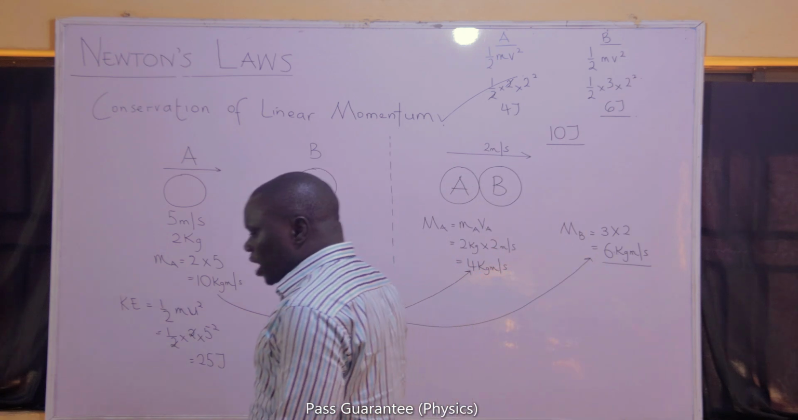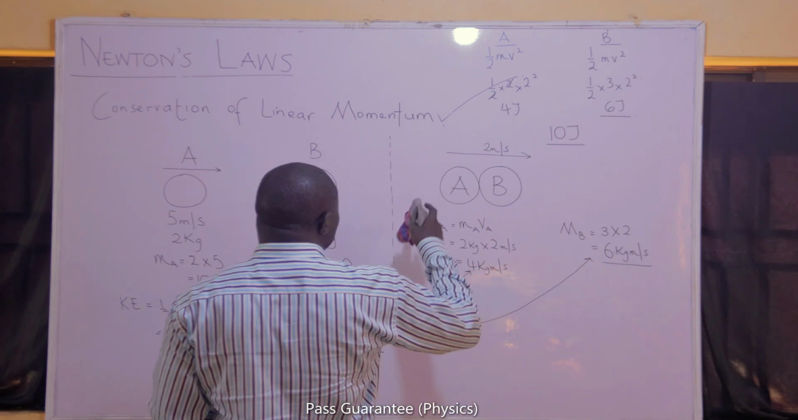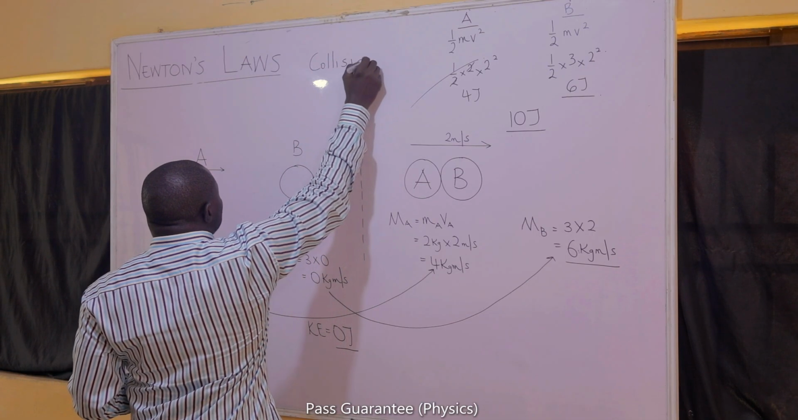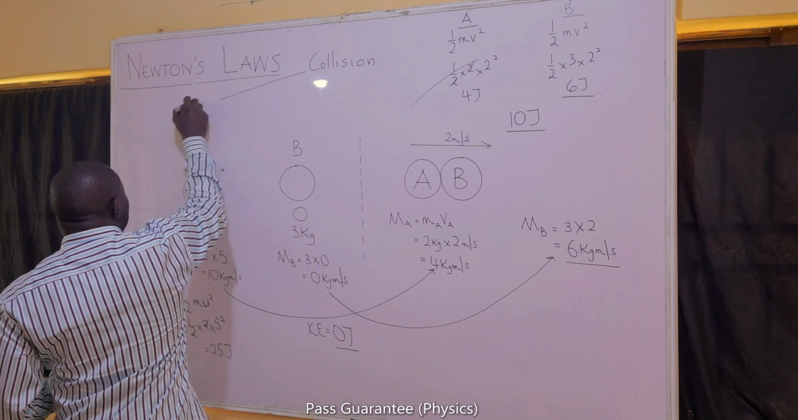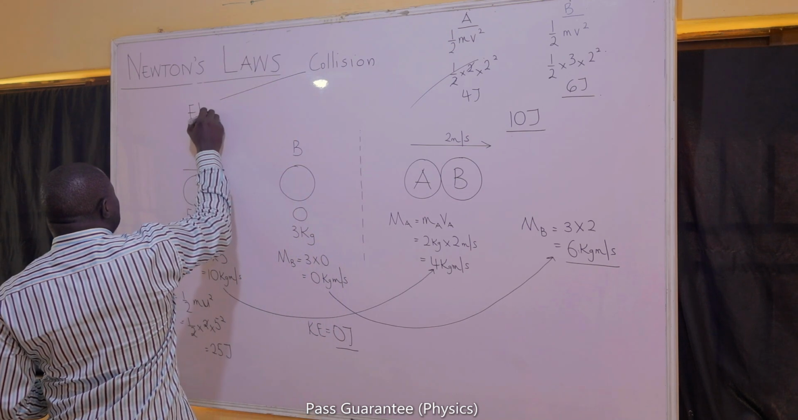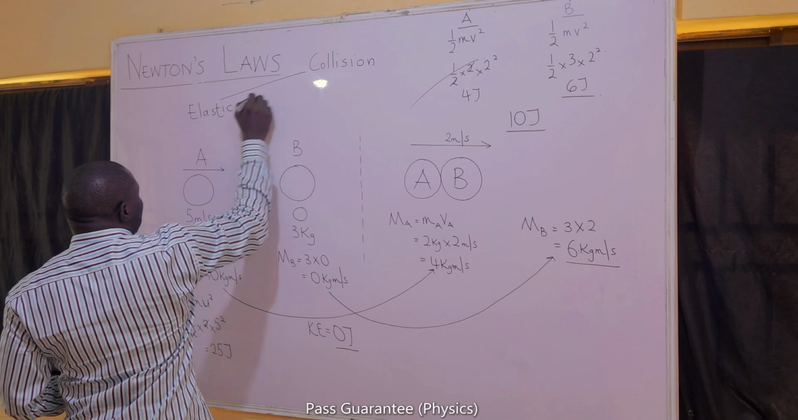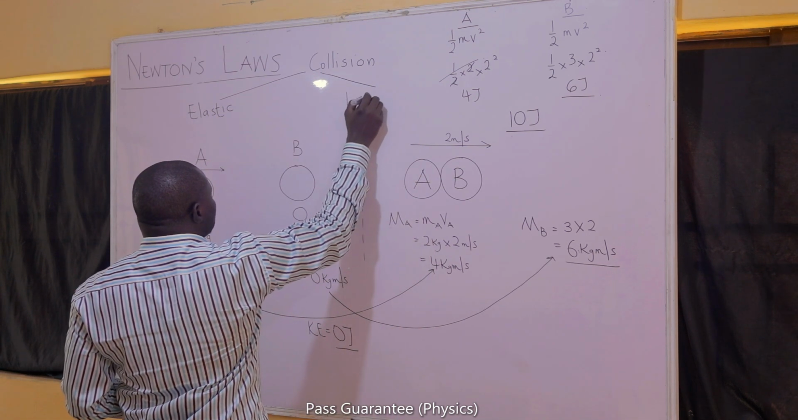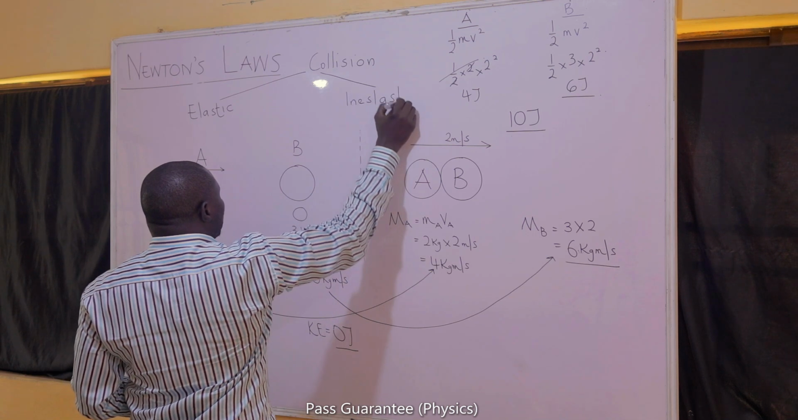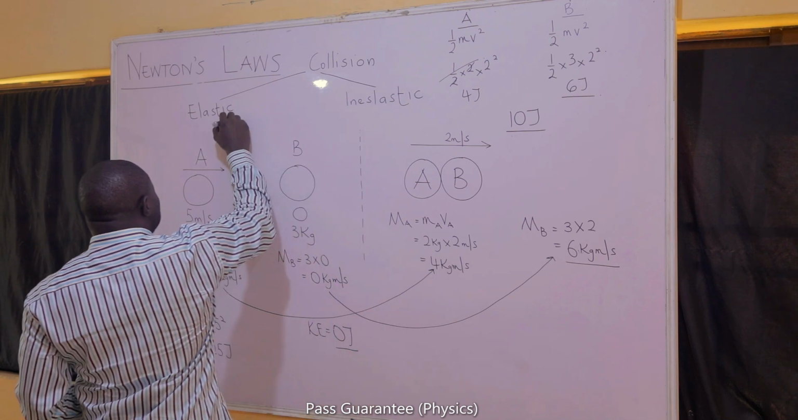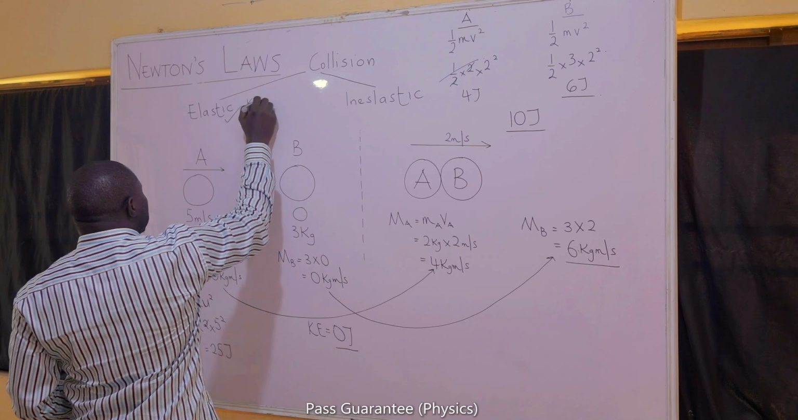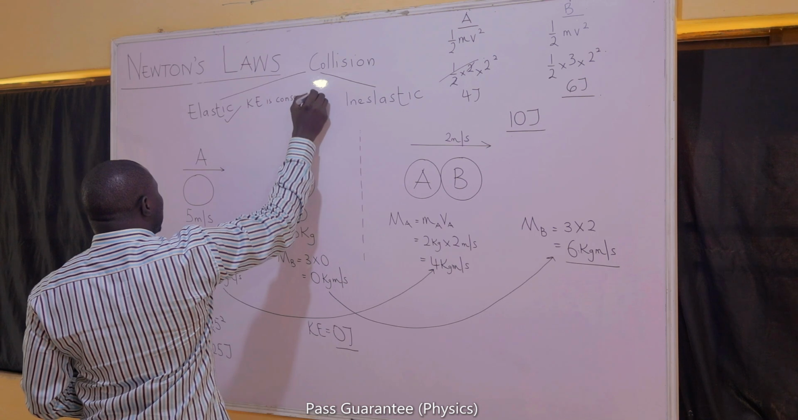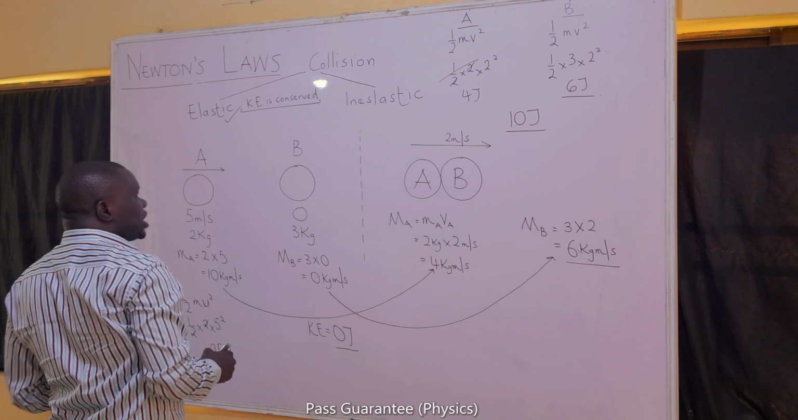In fact, we are going to see two types of collision now. We have a special type of collision that is called elastic collision, and another type of collision that is called inelastic collision. Collision becomes elastic if the kinetic energy is conserved. In elastic collision, the kinetic energy is always conserved.